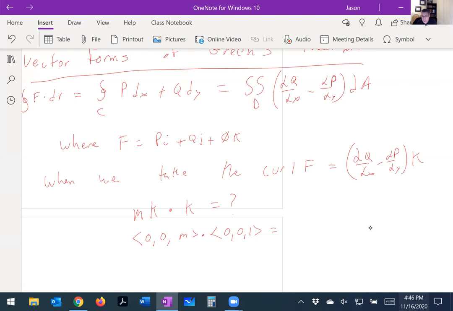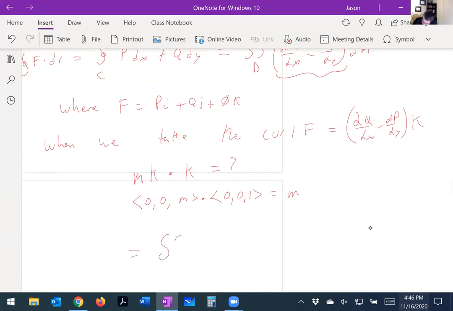What's the only thing that's going to survive from that dot product? M? Yeah, exactly. Very good. Yeah, m. That's the only thing that's going to survive. So I want to represent this thing in vector form. So how do I do that?